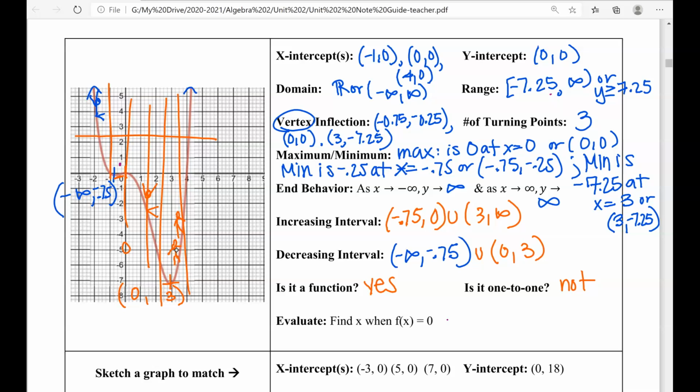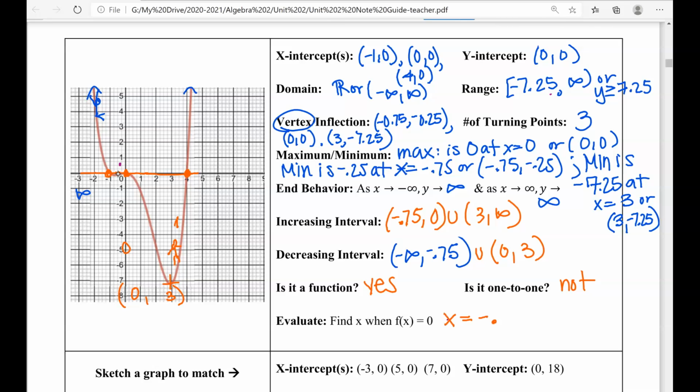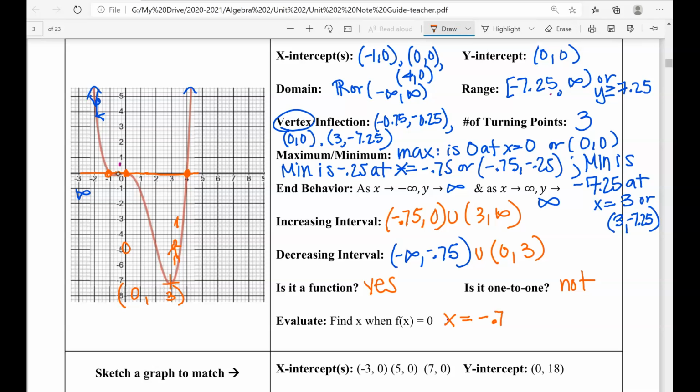Evaluate. Find x when y is 0. All right, let's see. Let's make my y equals 0 line. All right, here we go. That's one x-intercept already, 2 and 3. So 1, 2, and 3. So when y is 0, x is at negative 1, comma, 0, comma, 4. What? That's the same as the x-intercept? Yes, it is. And see, they are totally related at different places.